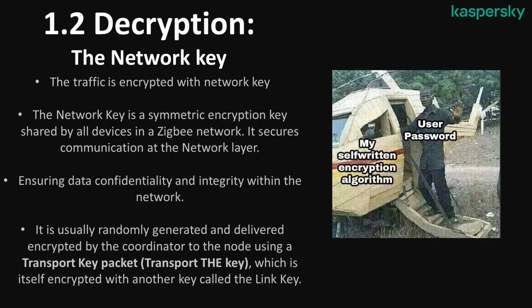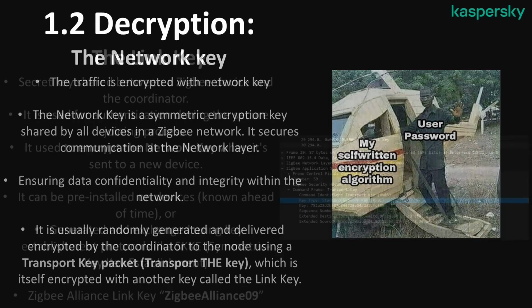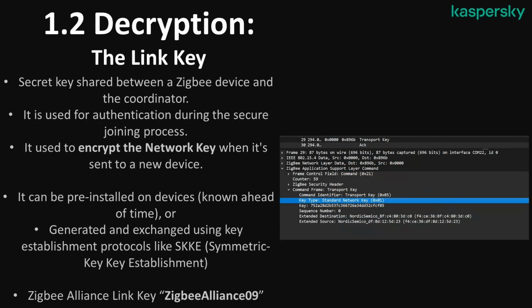And it's most likely randomly generated and delivered from the coordinator to the end device or to the router through a packet called the transport key packet. You see it in Wireshark as a transport key packet, and it contains the network key encrypted with another key called the link key. What is the link key? It's a key for authentication. If the node has this key, it can connect to this network. It's used for delivering the network key, also with symmetric encryption.